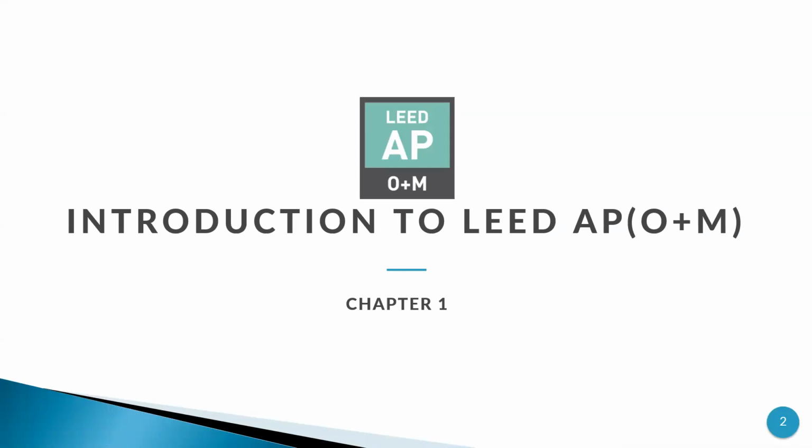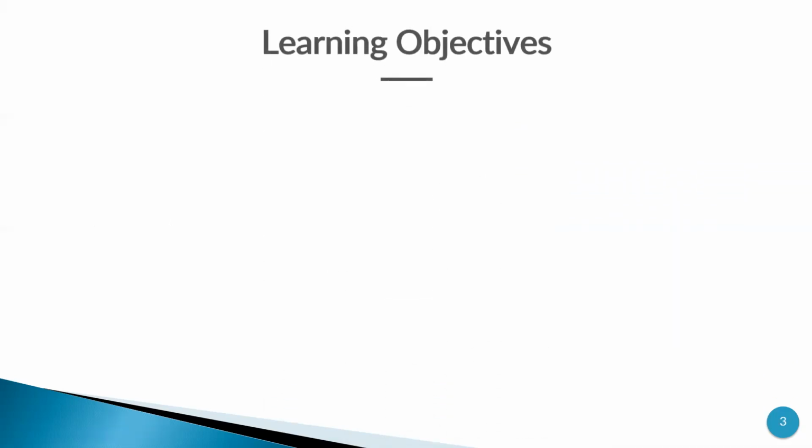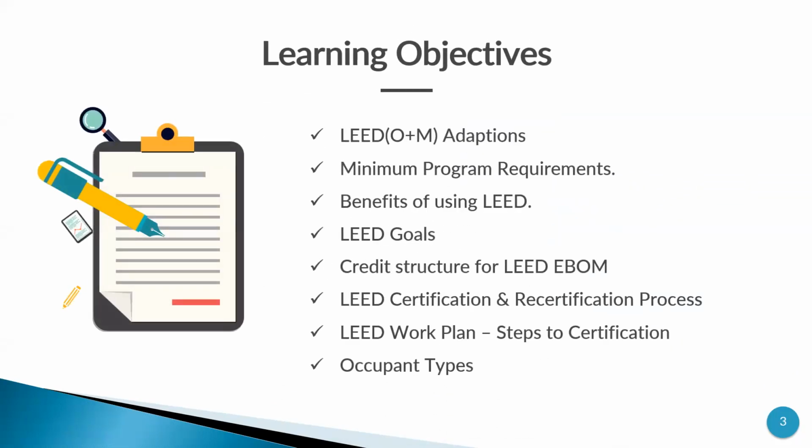Now, how do we go about it? There are 8 chapters in this LEED O&M. In the first chapter, we'll be discussing the introduction part of it. Again, from the second chapter onwards, we'll follow the scorecard.